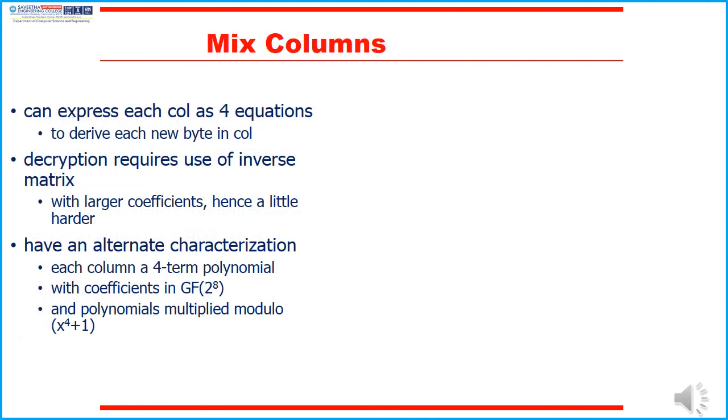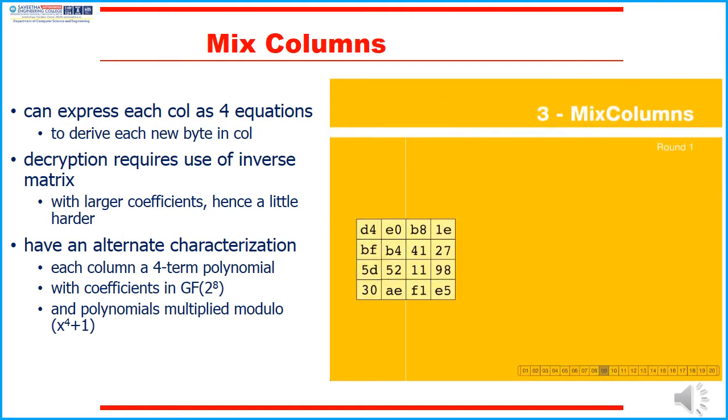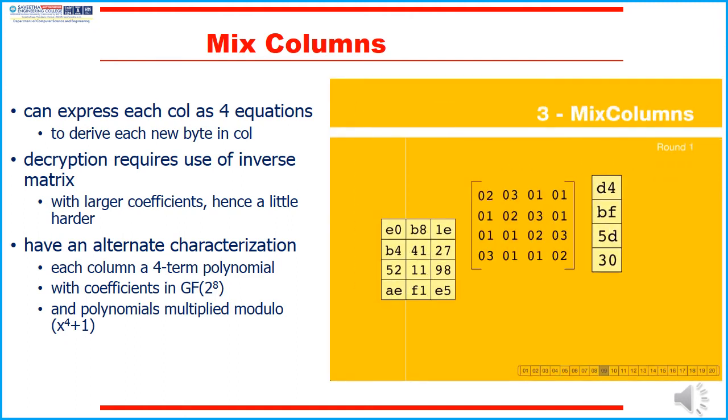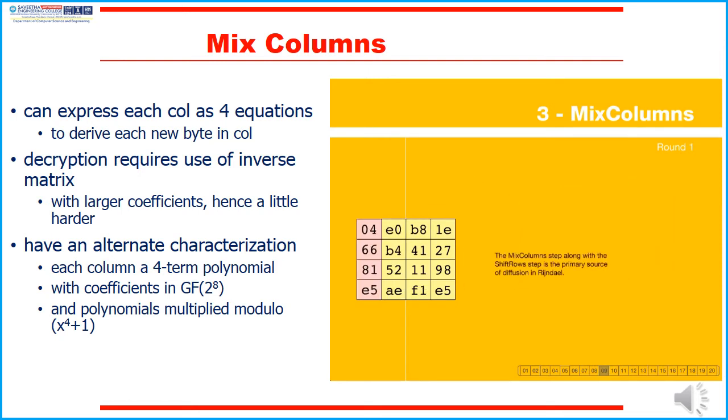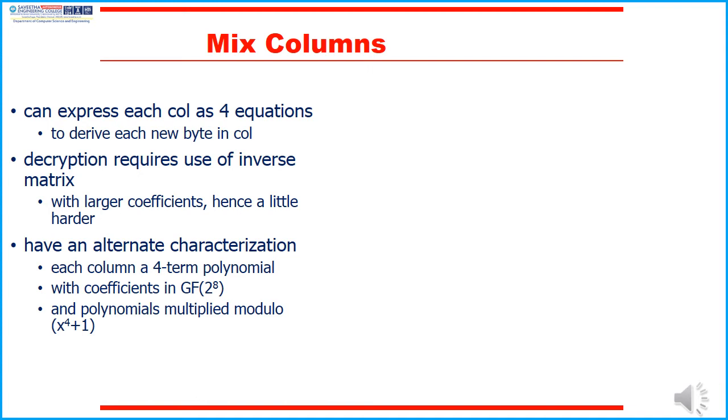Mix columns can express each column as 4 equations to derive each new byte in a column. Decryption requires the use of an inverse matrix with larger coefficients, hence it is a little harder to decrypt. They have an alternate characterization where each column is a 4-term polynomial with coefficients in GF(2^8), and polynomials are multiplied modulo x^4 + 1.